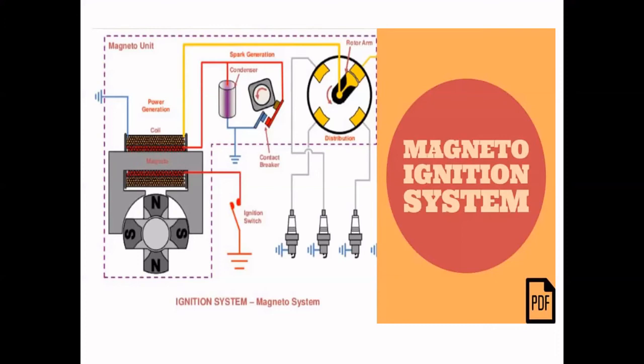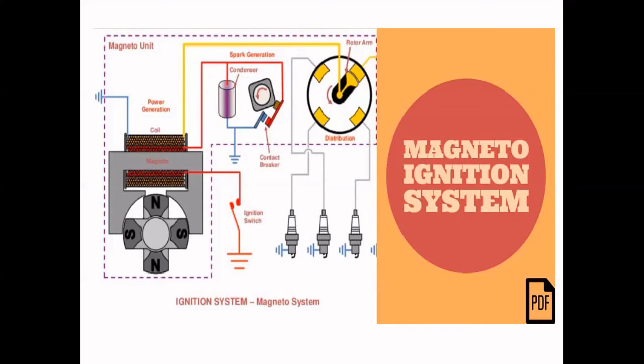As far as the advantages are concerned, this magneto ignition system is recommended and very effective during high speed and medium speed of the engine. At lower speeds, this may not be recommended, because at lower engine speed the magnet will be rotating at lower speed and it produces less voltage. So this system is advantageous particularly for engines running at medium speed and at higher speeds.